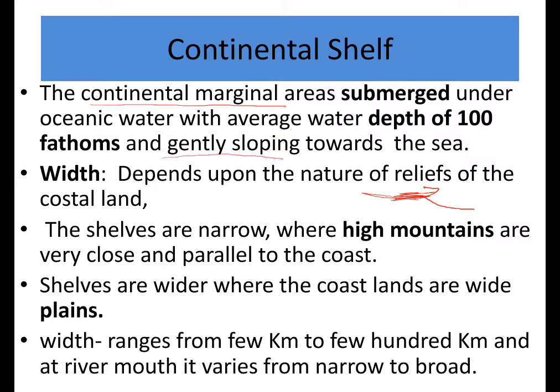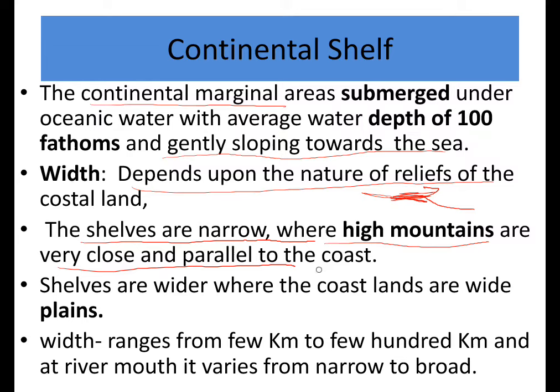And they have a gentle slope towards the sea, and the width depends upon the nature of reliefs of the coastal land. Suppose the coastal region has high mountains, then the continental shelves will be narrow, and these mountains are close to the coast and they are parallel to the coast.